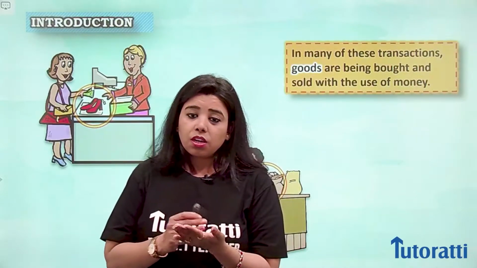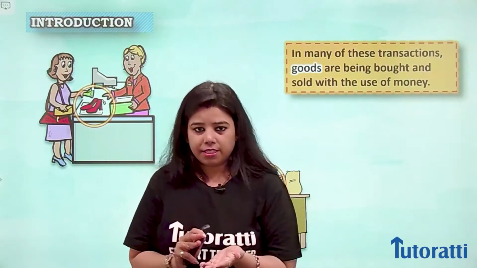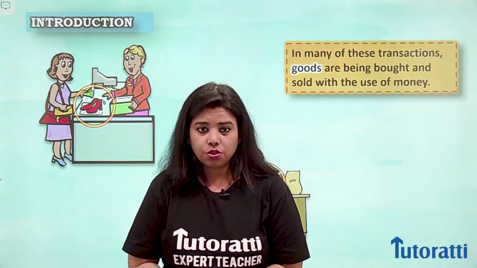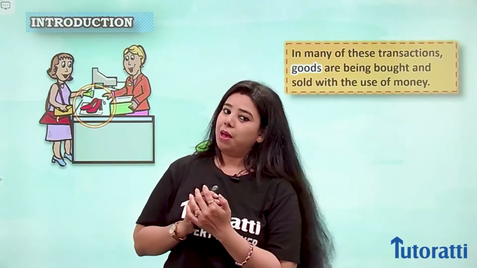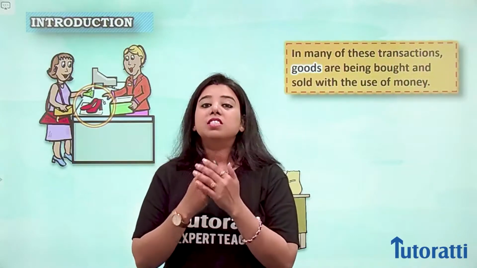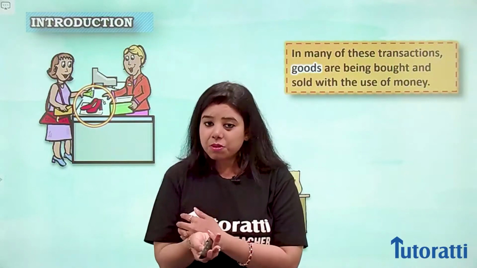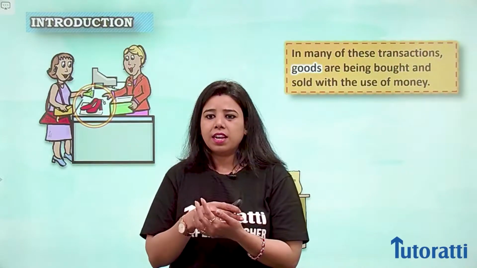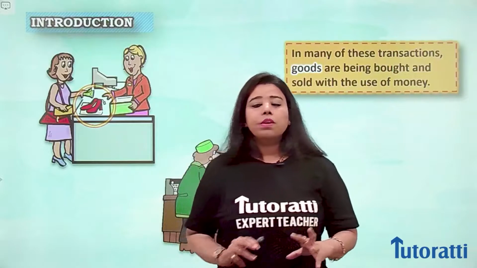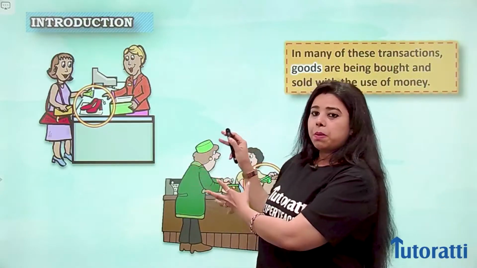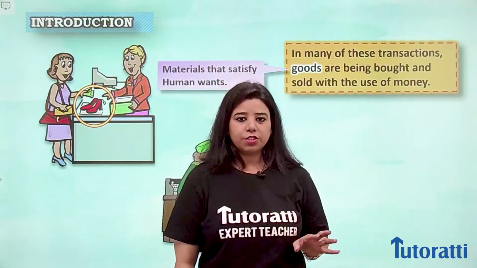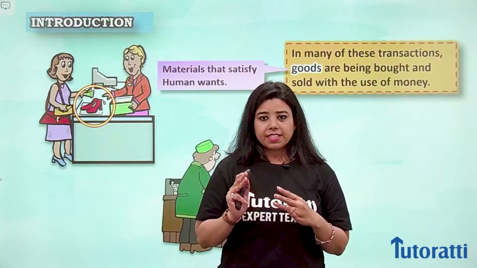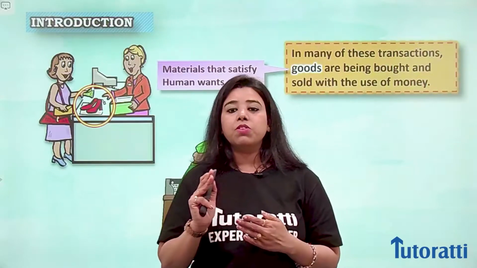Acha, money is not only used for purchasing goods, that is not the case. It is used to purchase services also. Now why am I saying services? आप hotels में जाते हो, you stay with your family, आप क्या करते हो? You purchase services there. Restaurant में जाते हो, खाना order करते हो, खाना आता है, but क्या होता है? You avail their services, right? So we'll focus on this part, that in many transactions goods are being bought and sold with the use of money. So here we can say that goods are materials that satisfy human wants.